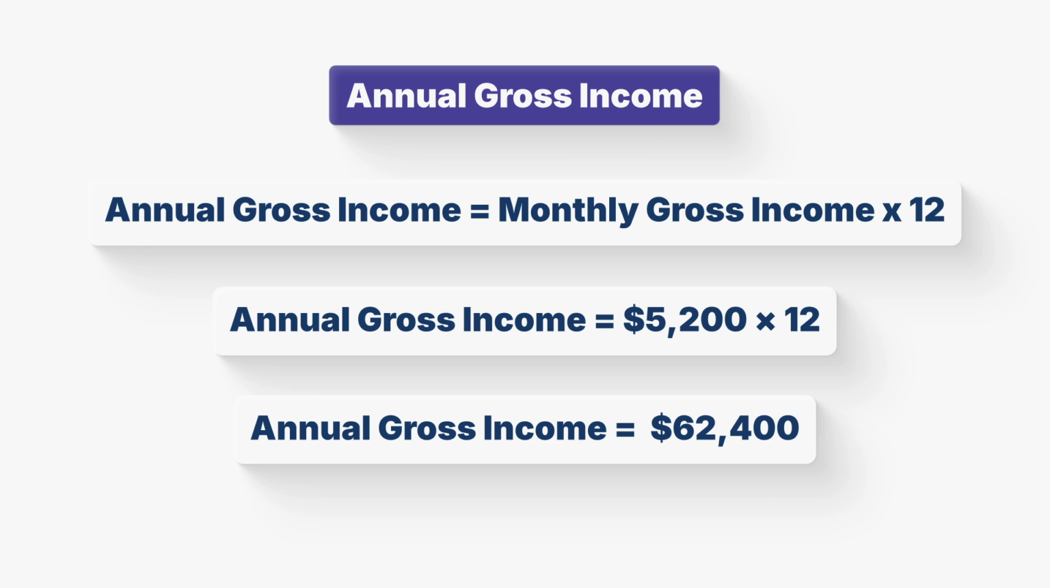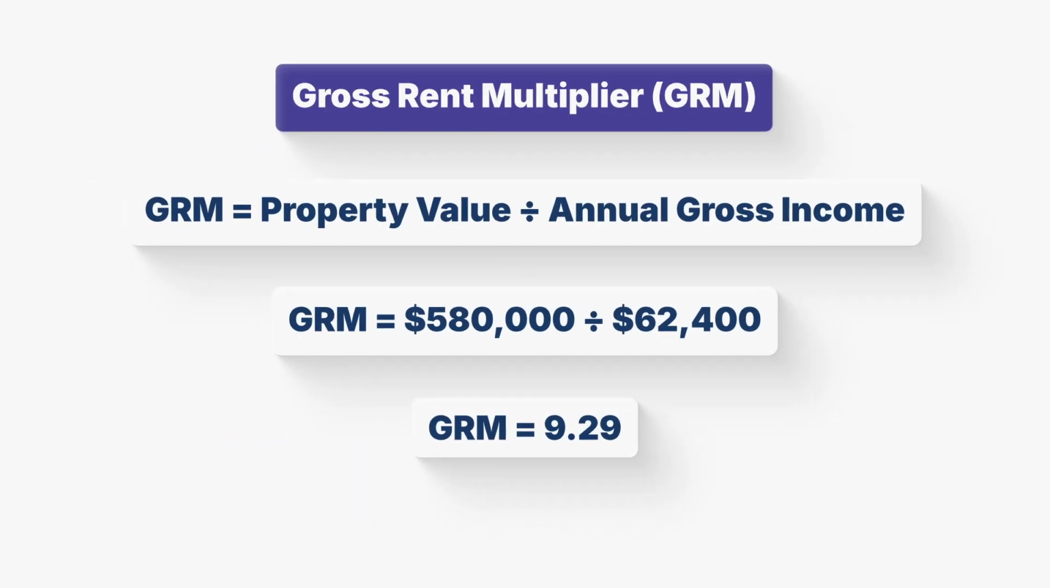First, to calculate the annual gross income, which is the total income generated from renting the property in a year, you multiply the monthly gross income by 12, since there are 12 months in a year. So, if the monthly income is $5,200, you multiply that by 12. That is $62,400.